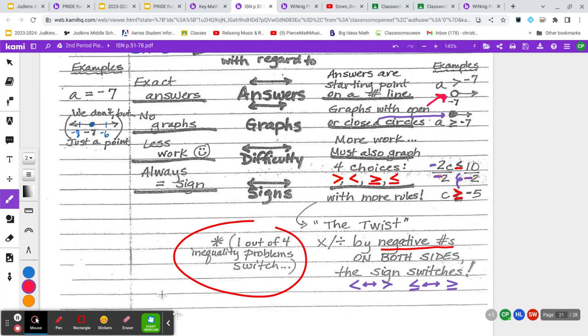And it only happens how often, you guys? What fraction? 1 out of every 4. Well, they're looking to see the coefficient, what's right in front of the variable, just the negative. And only with multiplying and dividing, never with adding and subtracting.